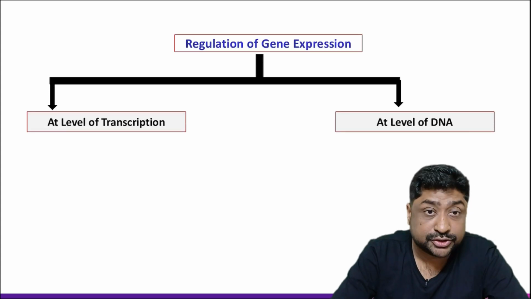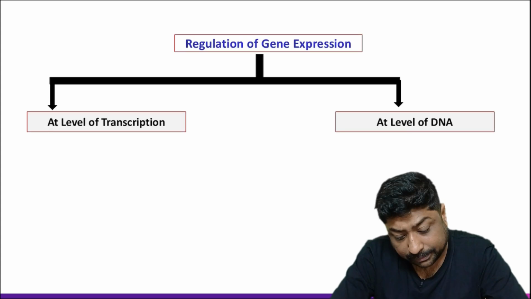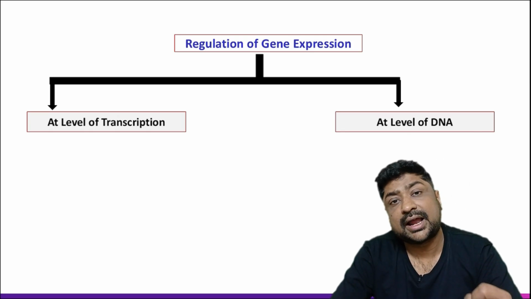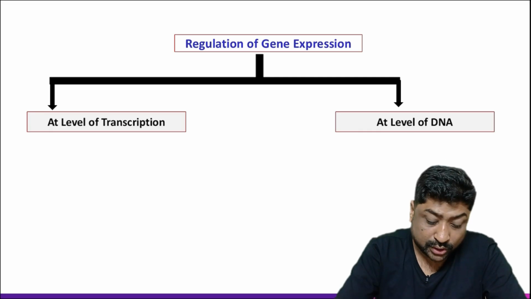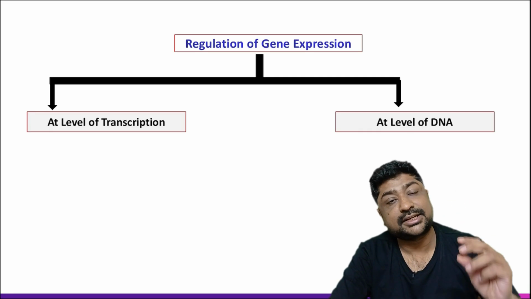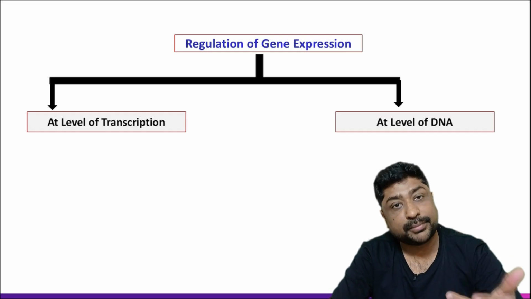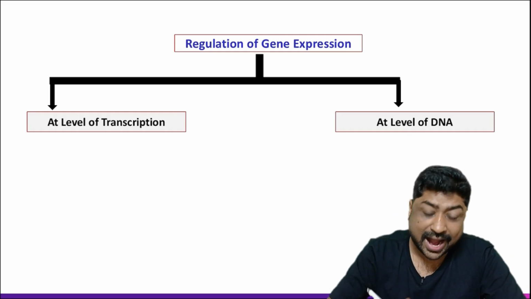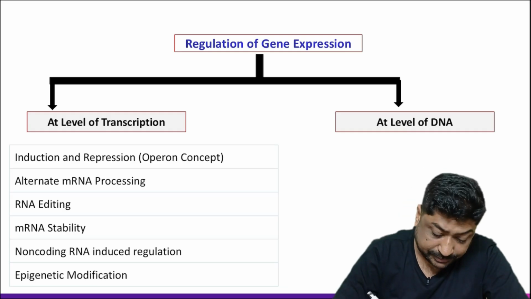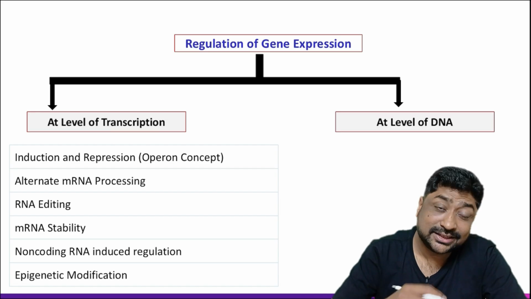This question is important because it forms a very important part of gene regulation, and all the parts of regulation of gene expression are high-yield topics by default. Regulation of gene expression can happen at two levels. One is at the level of transcription, which means at the level of formation of the mRNA, or at the level of DNA.